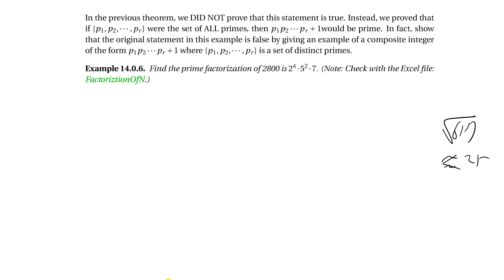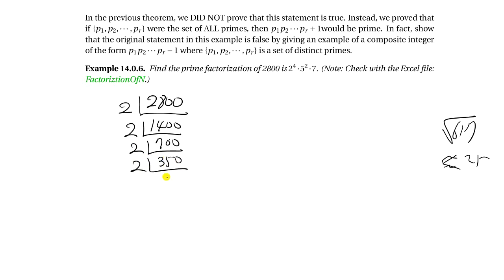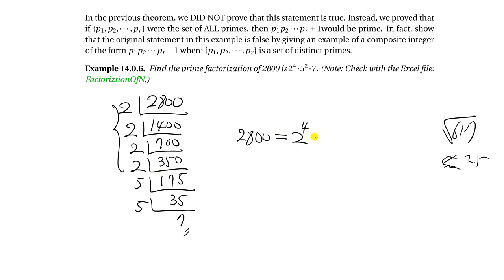In written format, mine looks like this, very similar to the Excel file. Put the 2800. The first possible factor is 2, so 1400, and 2, so 700. Divided by 2 is 350. Divided by 2 is 175. Then 3 is not working, so 5, so 35. 5 and 7, and we know this is prime, so then you can stop here. So you can write down 2800 is 2 to the 4th times 5 squared times 7. Okay?